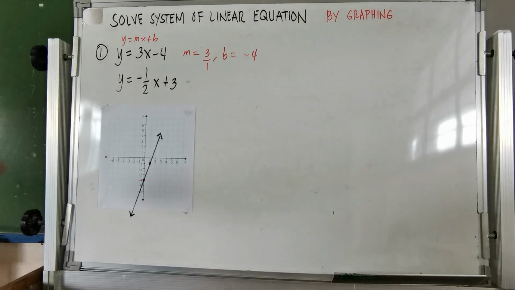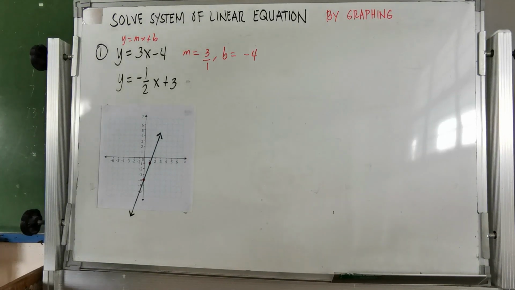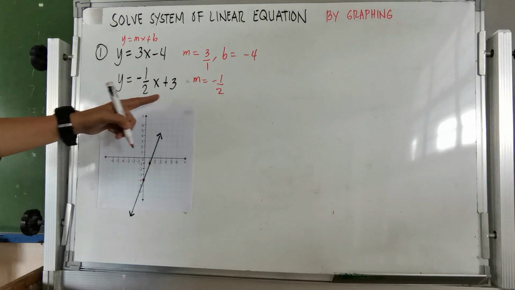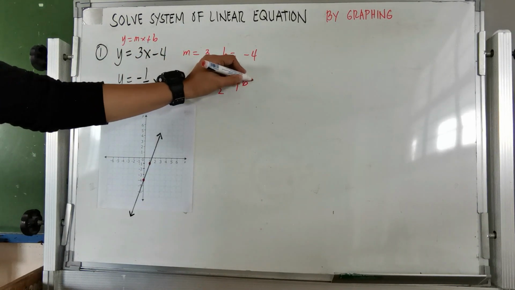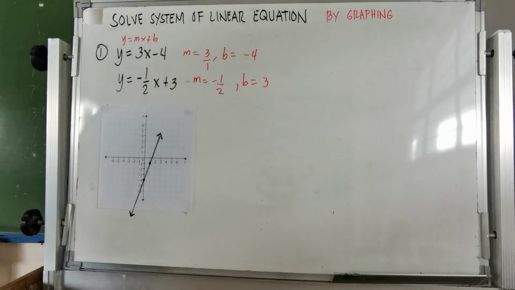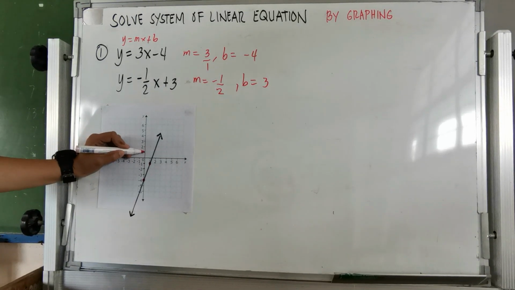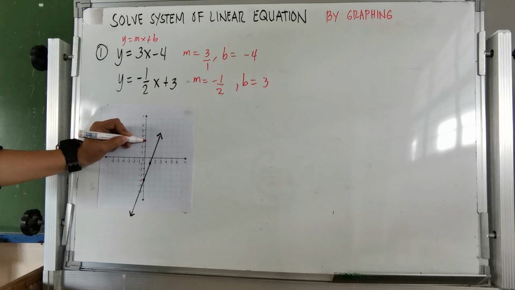Next, graph naman natin yung equation number 2. Our m is negative 1 half, while our b is positive 3. I-plot natin muna yung kanyang y-intercept, which is positive 3. So siya ay located 3 units upward from our origin. So ito yung ating positive 3.